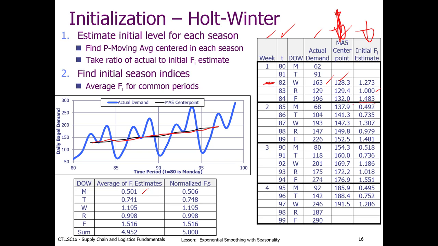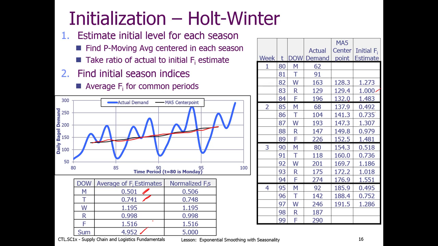Let me sum up all the Mondays: 0.492, 0.518, 0.495. I take the average of that and I get 0.501. I do the same thing for Tuesdays: 0.735, 0.736, 0.752, etc. And I do that for each of the separate days. Once I get them, it would be an exceptionally rare thing for them to sum up to P. They don't in this case. They sum up to 4.952.